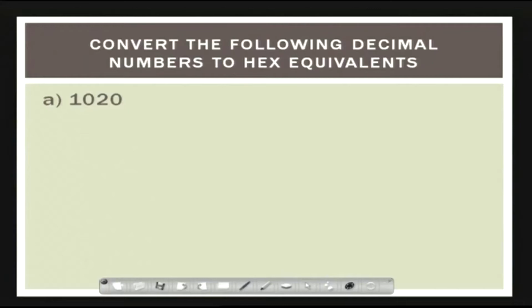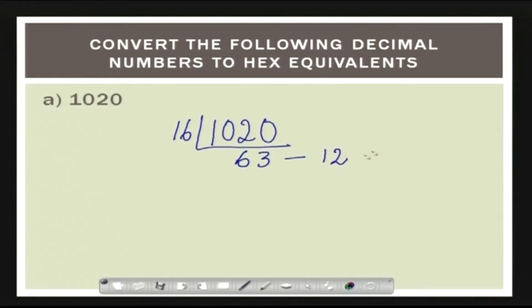Now, we will take another example, that is 1020. I am going to divide this 1020 by 16. In 102, 16 will go 6 times, and I will get 6. In 60, 16 will go 3 times and I will get 12. For 12 we know it always represents C. Then 63, if I divide by 16, will go only 3 times and I will get 15. 15 is nothing but F.